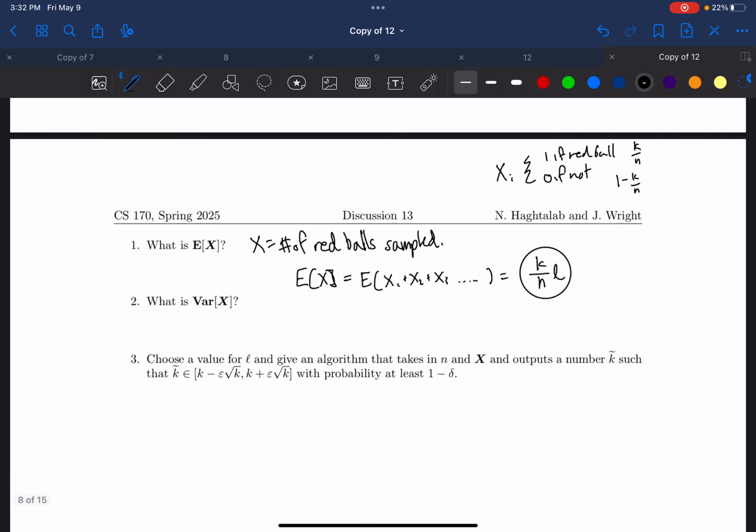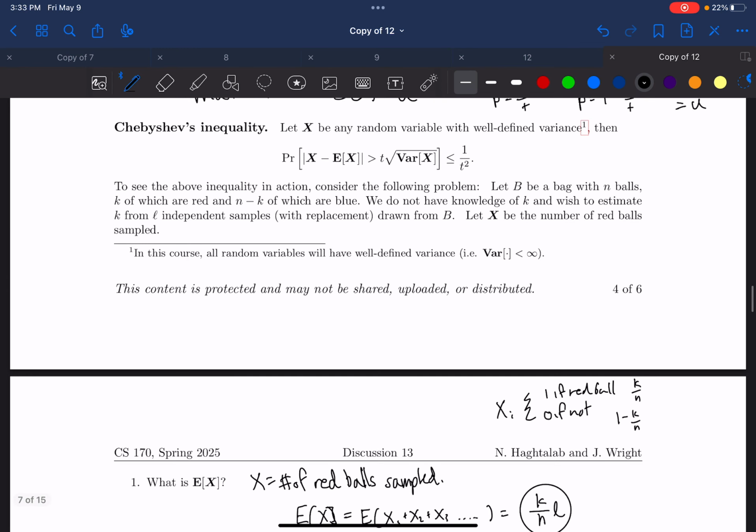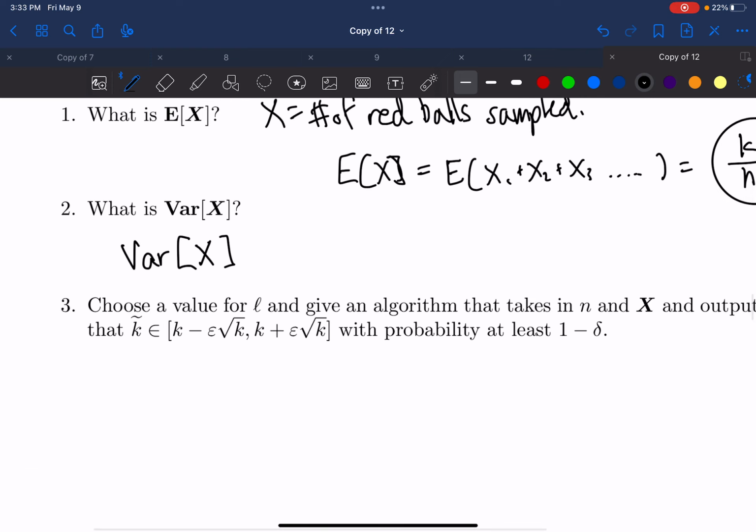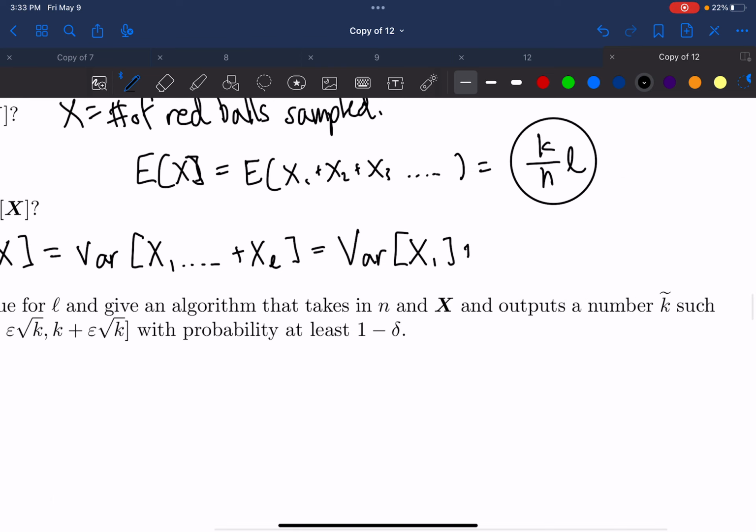Now, with regards to our variance, so we're calculating the variance of x. Something to note here is because we are drawing with replacement, these are going to be independent samples. So we can actually state here that our variance is again going to be broken down into x1 plus ... xl. And then we can further say it's going to be equal to the sum of the variances of each variable. And this is because we have independent samples drawn.